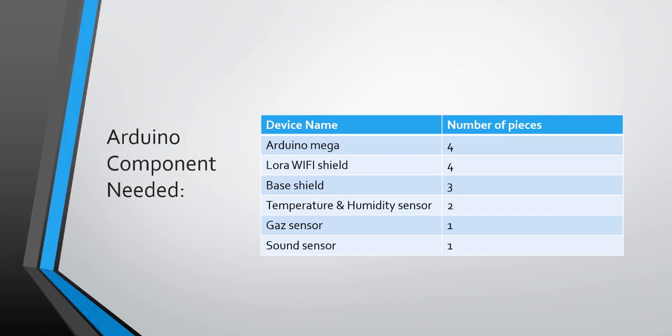First, we will need 4 Arduino Mega, 4 Wi-Fi shields, 3 base shields, 2 temperature and humidity sensors, 1 gas sensor and 1 sound sensor.